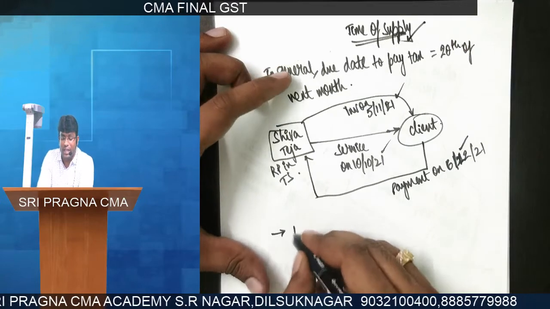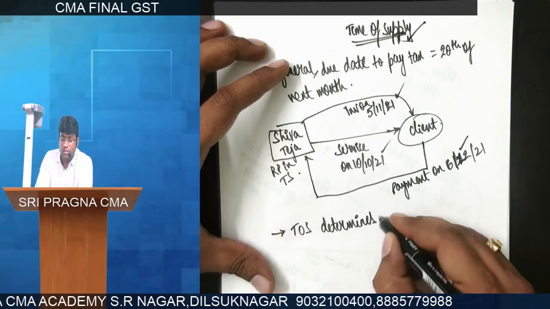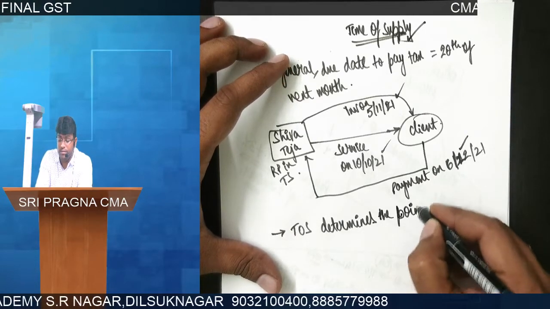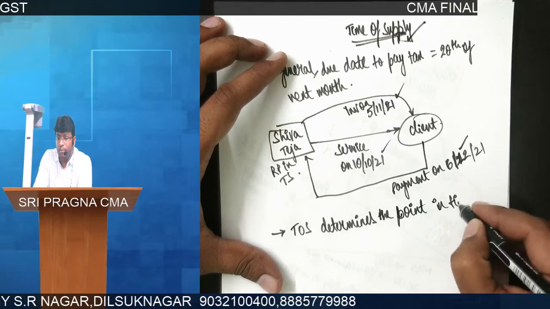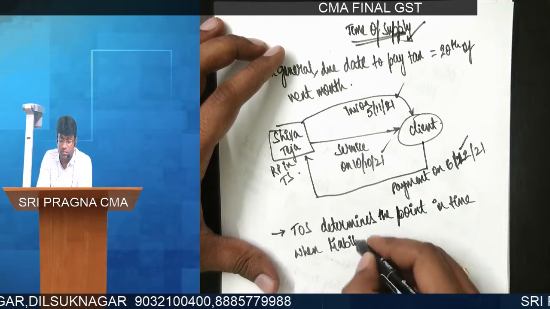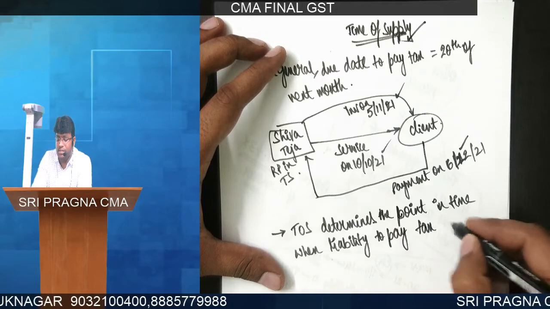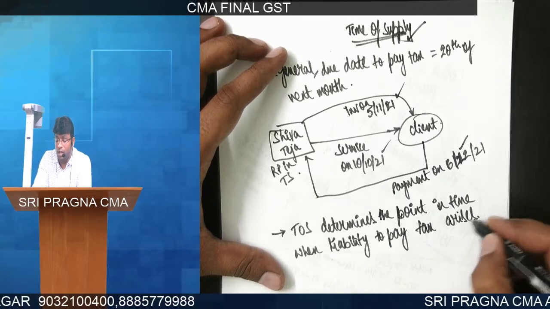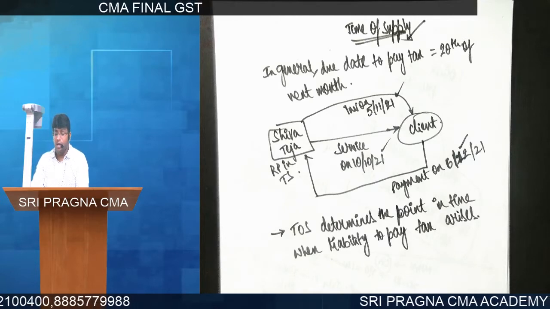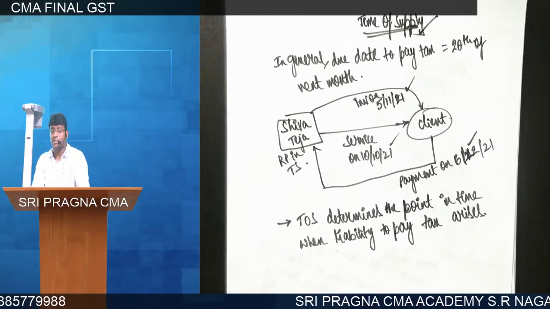Friends, what is that line I just told? TOS determines the point in time when liability to pay tax arises. Come, what is that line, sir? TOS determines. Come, what does TOS determine? The point in time when liability to pay tax arises.